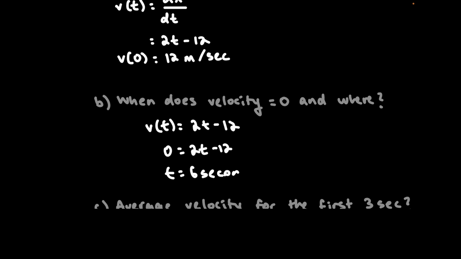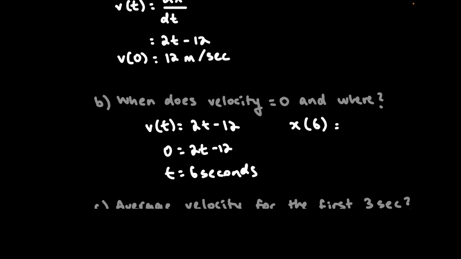So after 6 seconds, the body will not be moving left or right. It is stationary. The velocity is equal to 0. This is a stationary point. But the question also asks where. So we're asking what is the displacement, what is the position when t equals 6?